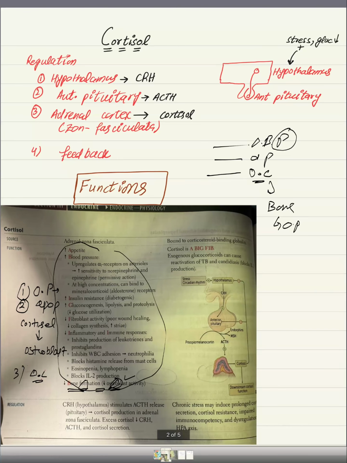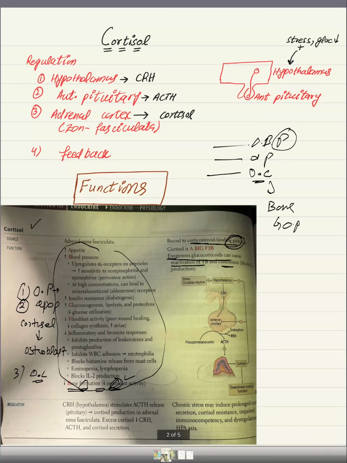And then here they also mention the cortisol is going to bind to corticosteroid binding globulin. So just remember these are proteins which are produced by the liver, and their function is to bind the corticosteroid, and cortisol is a corticosteroid. Definitely, it is going to bind with these globulins. Then here they also mention exogenous glucocorticoid can cause reactivation of TB and candidiasis because it blocks the interleukin 2 production.